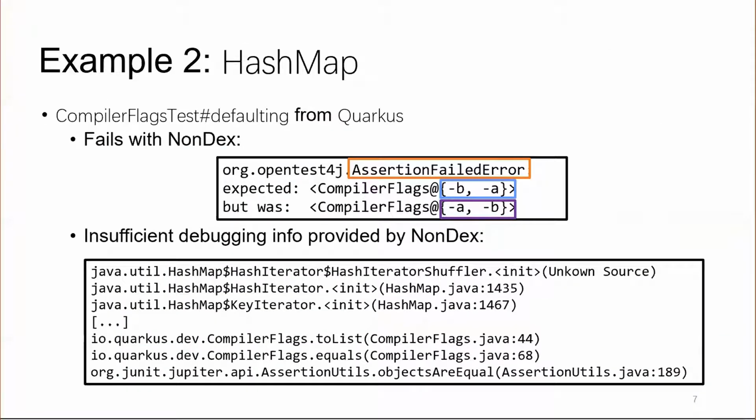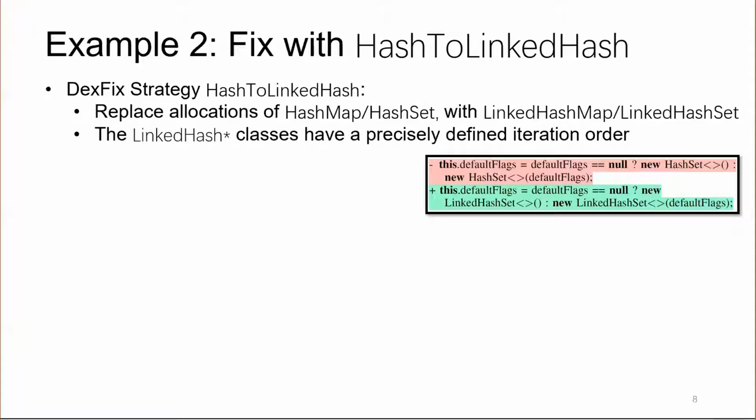Let's proceed with another ID test. We can see the error message produced by NonDex that the order of elements failed the assertion. However, this time, knowing the call site is not enough. We only know that the failure is caused by the iteration over HashMap, but we don't know where the HashMap is allocated. To fix such a test, DexFix has a general automated strategy called hash to linked hash to replace allocations of HashMap or HashSet with LinkedHashMap or LinkedHashSet.